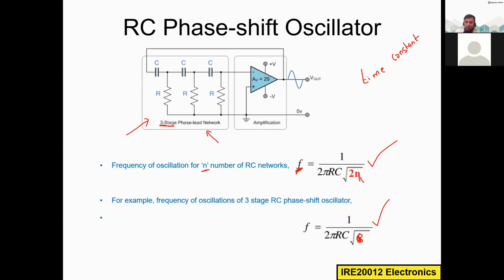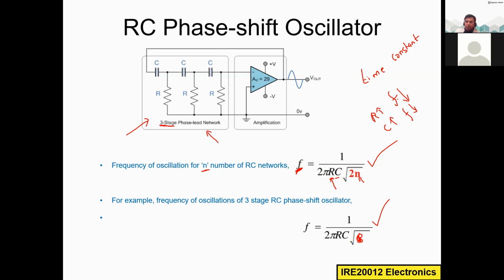Remember here, the frequency is equal to 1 divided by 2 pi RC. So it means frequency and the RC value are inversely proportional. When I increase the resistor value, the frequency of oscillation will decrease. It will be reduced, because it is inversely proportional. So if I increase the R value, the frequency of oscillation will decrease. And if I increase the C value, the same, the frequency of oscillation will decrease.